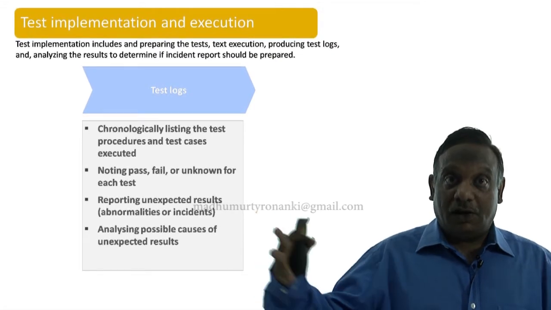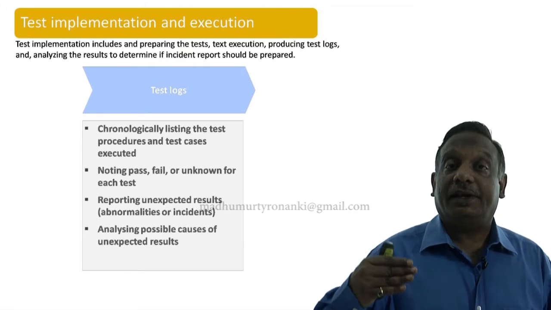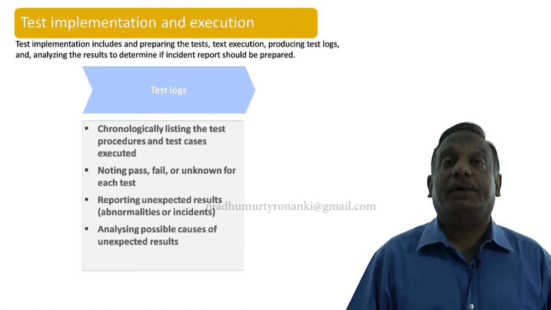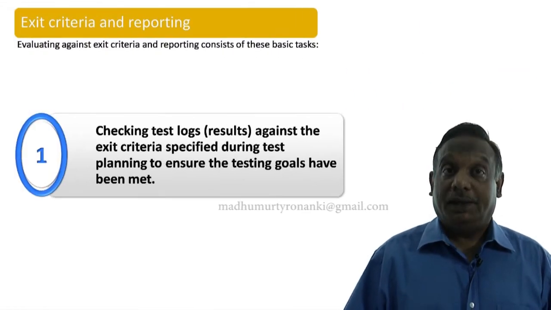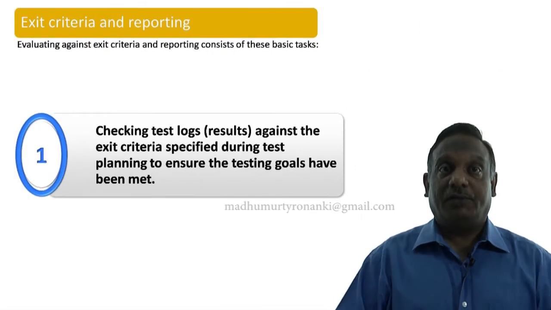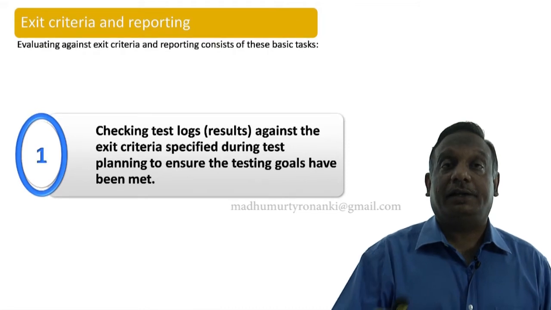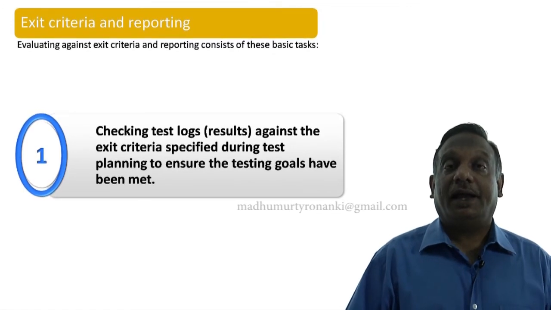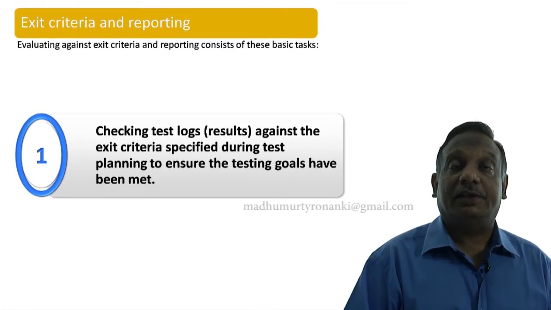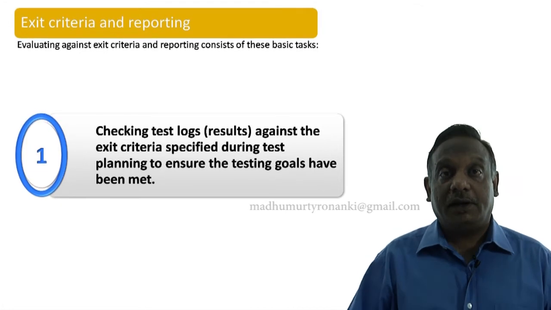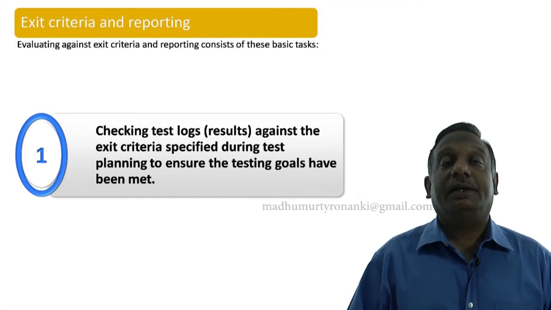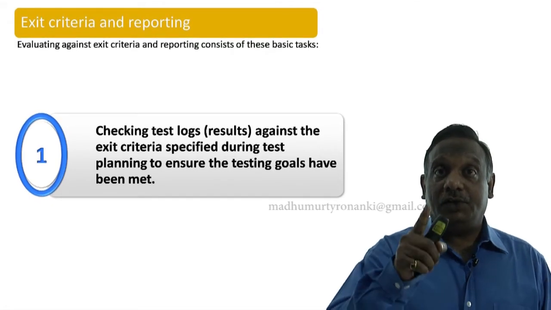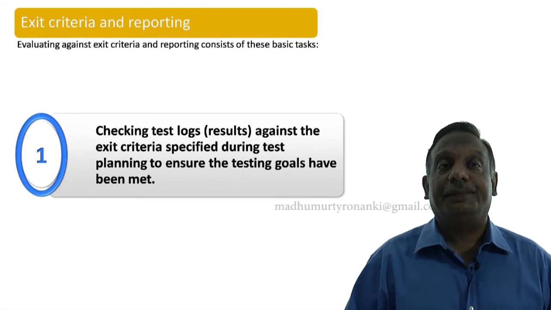So all these logs are extremely important for the next activity that we perform. What is that next activity? We pause testing for a while and we evaluate exit criteria, and based on that we decide whether to stop testing or to continue testing. That is our fourth fundamental test process activity, that is evaluation of exit criteria and reporting.